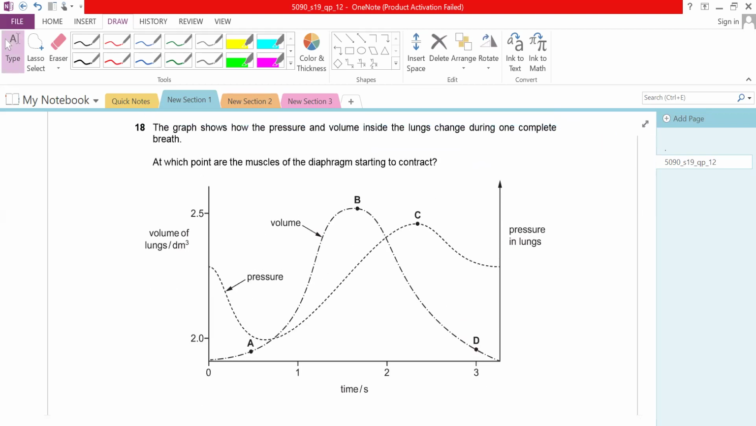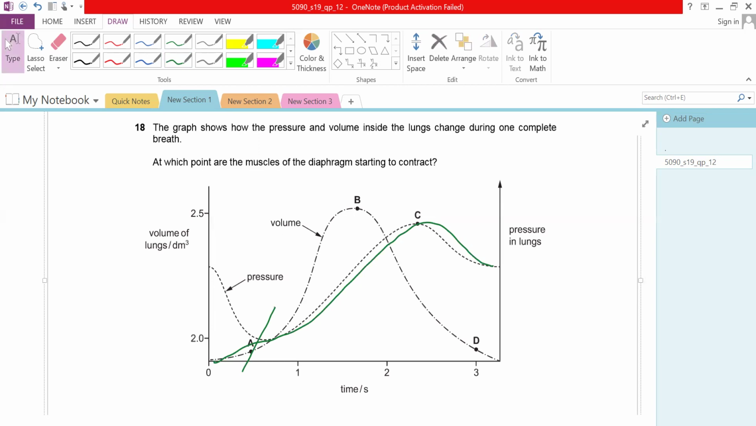This is question number 18. The graph shows how the pressure and the volume inside the lungs change during one complete breath. At which point do the muscles of the diaphragm start to contract? As we all know, when we inhale, the muscles of the diaphragm start to contract. So let's look at the graph. At this point, the volume of the lungs is increasing to the point A. At point A, the diaphragm muscle starts to contract. So option A is correct for question number 18.